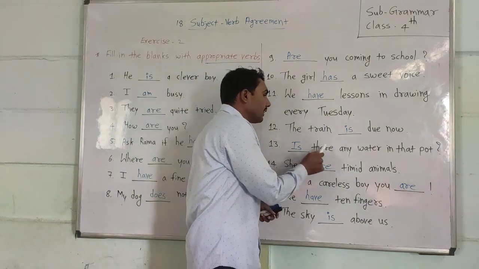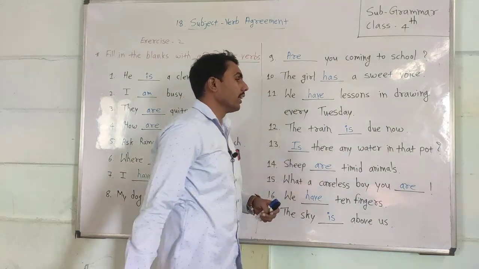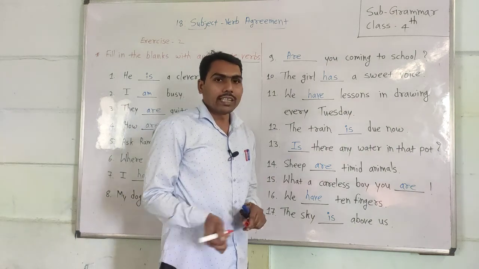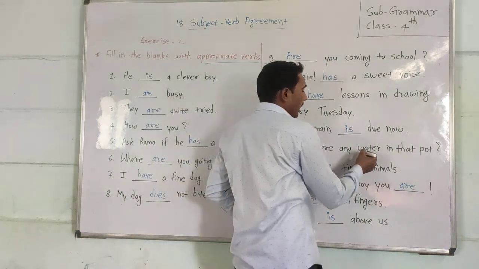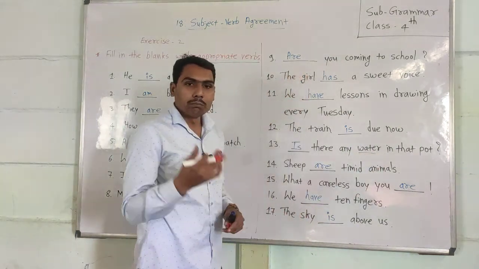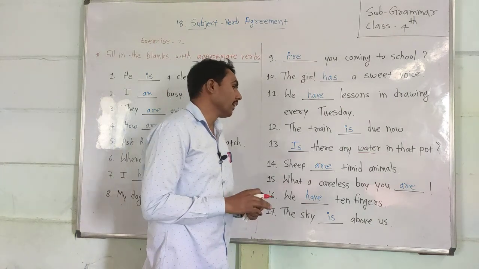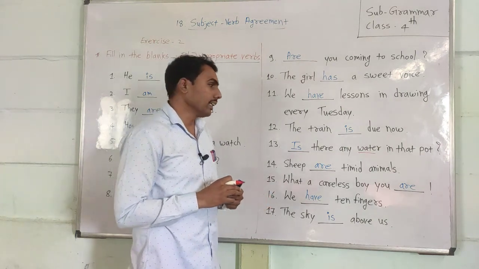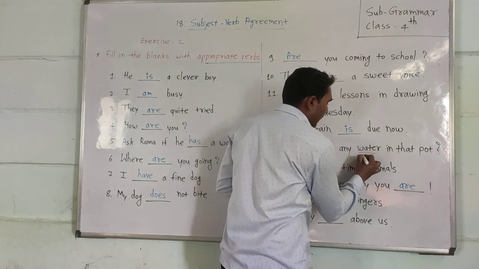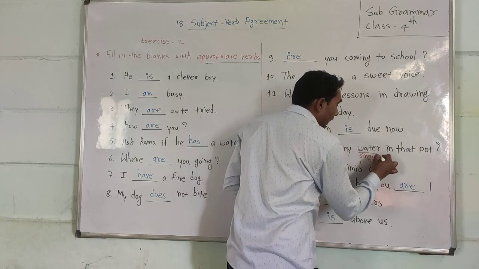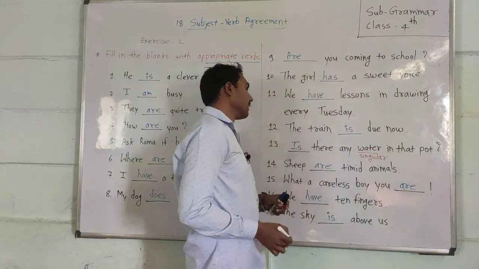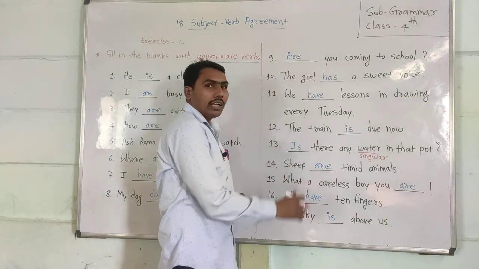Is there any water in that pot? In this example, water is a material noun. And a material noun, how is it considered? Singular. Singular is considered. Remember that, as per the singular noun, here we use is.